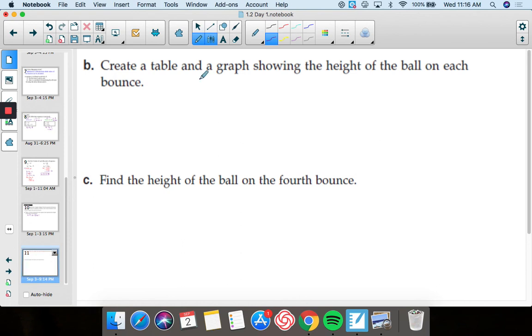Okay, this is what we did previously. So we have our x and y table chart, and we're going to graph this. So our very first height, our first bounce, even though it's not bouncing, but our first term is 9. And then our second term, so 2/3 of 9 is 6. And 2/3 of 6 for our third term is 4. And 2/3 of 4 for the fourth bounce is 8/3.